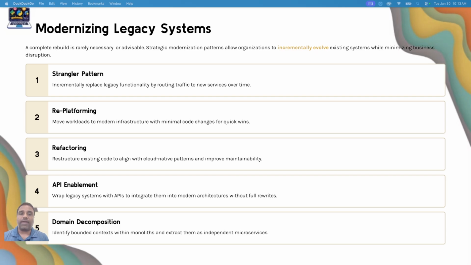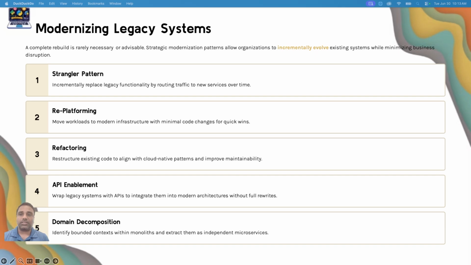Next one is refactoring. Restructuring existing code to align with cloud native patterns and improve maintainability. API enablement: wrap legacy systems with modern APIs. This lets you integrate them into new architectures without full rewrites, often the fastest path to value.